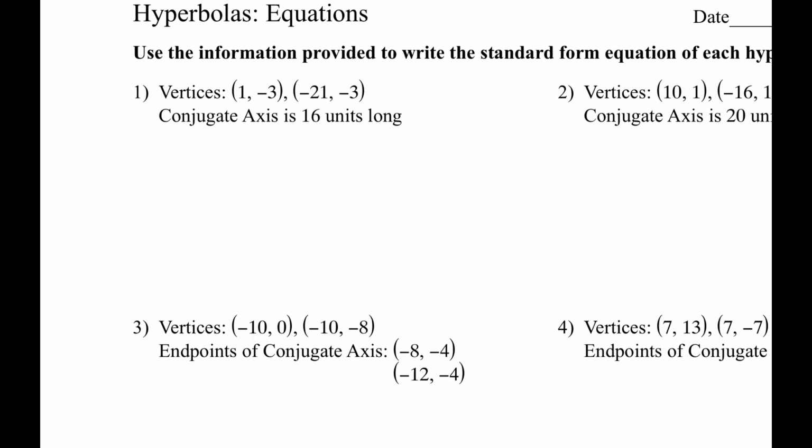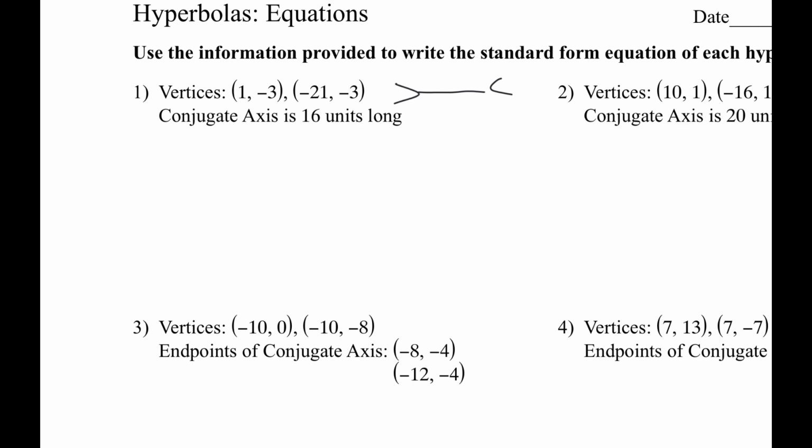Okay, number one. Remember, we're going to be trying to find the center. We're also going to find how long a and b are, as well as the orientation of the ellipse, or the hyperbola. For the vertices, I can look at which one's changing, and this tells me which direction the hyperbola is going to be opening. Since the x is changing, the hyperbola is going to be opening left and right. I always make a notation like that just to remind myself.